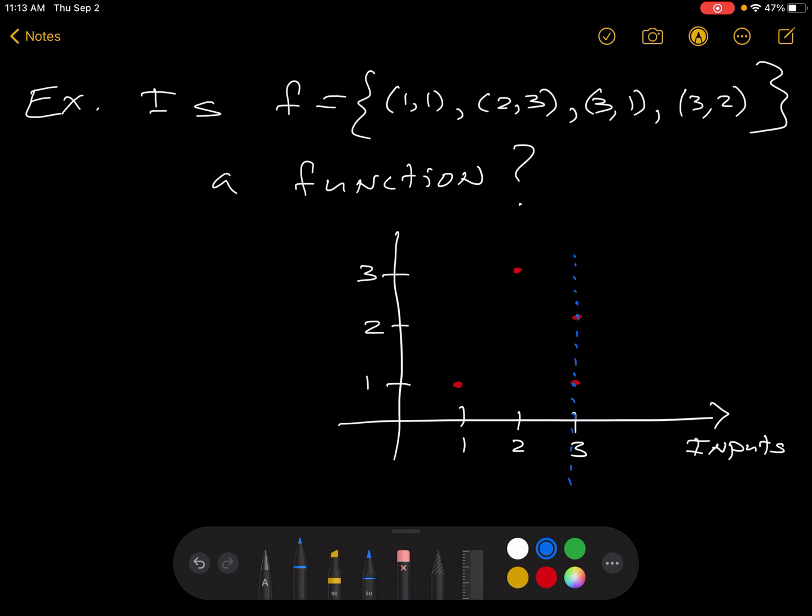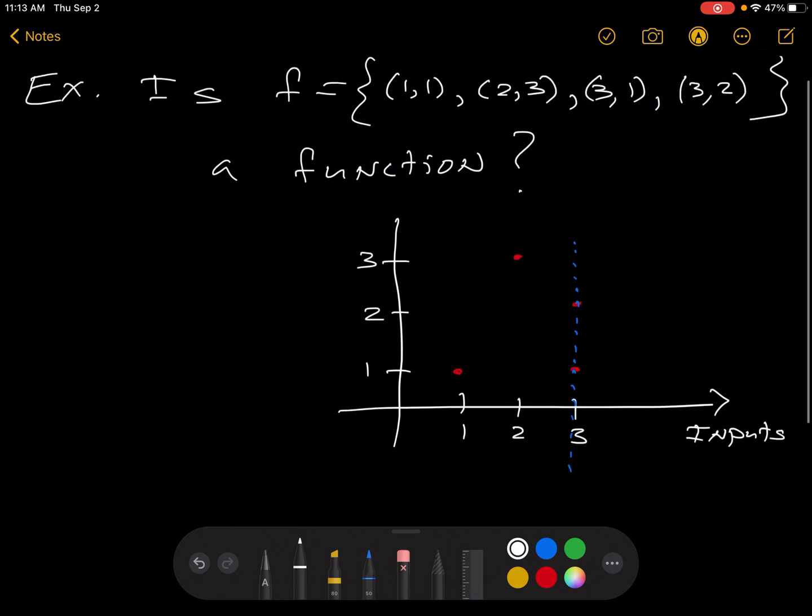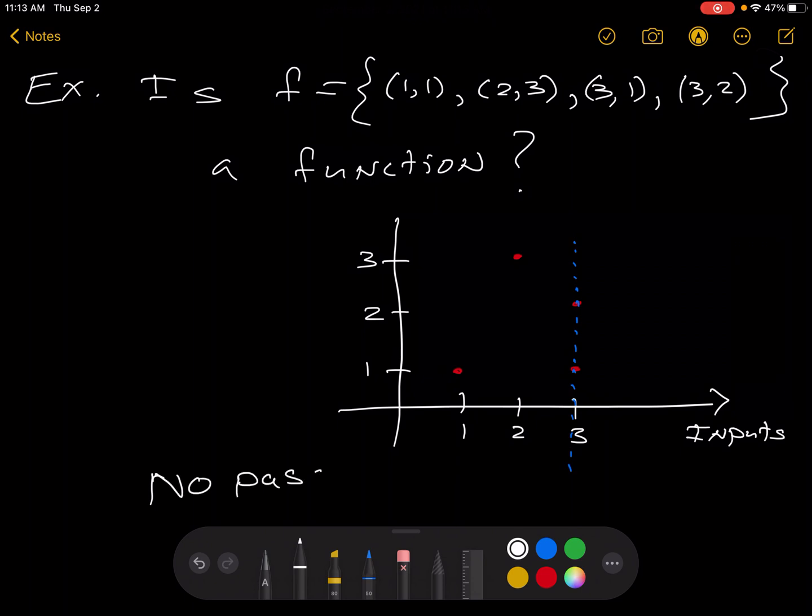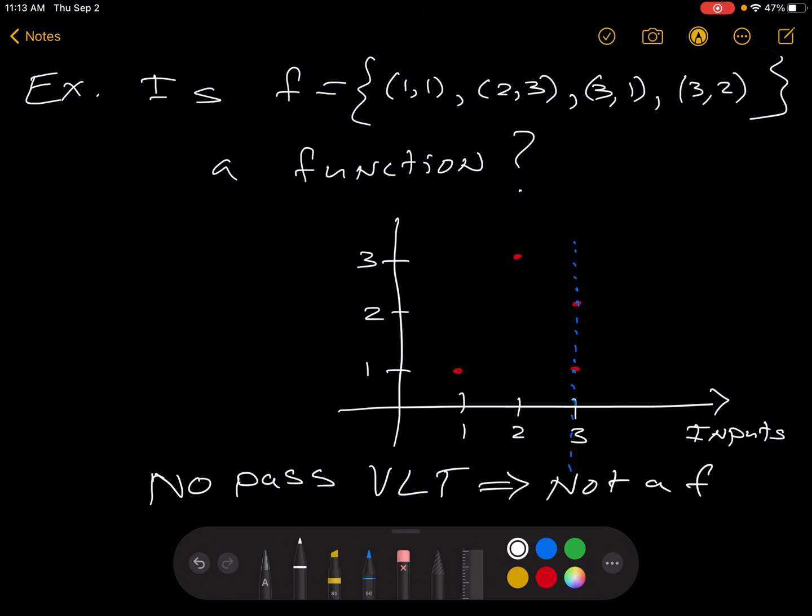So because it doesn't pass the vertical line test, that tells us that it's not a function. Now look what else is happening. How can we relate the vertical line test with our graph back to our set of ordered pairs?